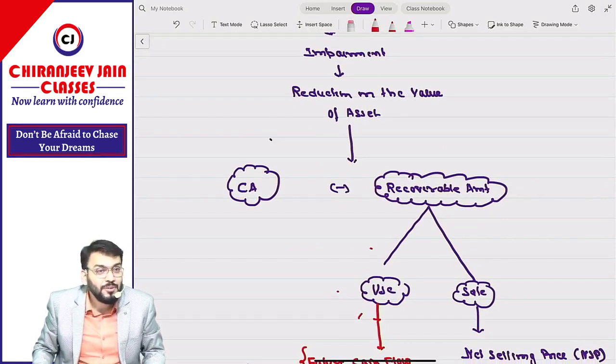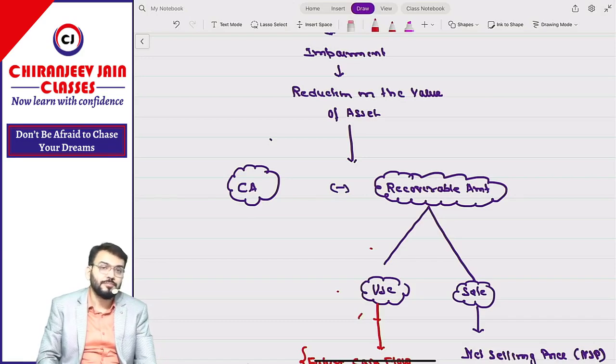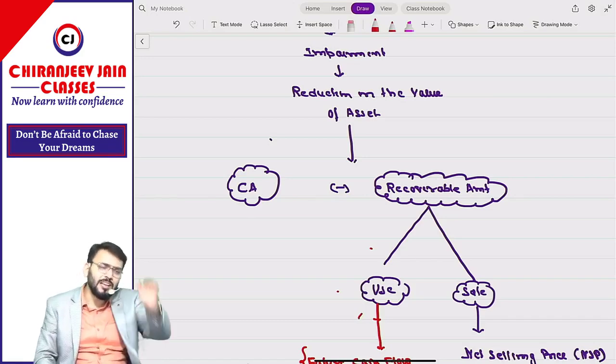Higher of value in use and net selling price. Understood? This much. Correct. Now one doubt will come, sir.